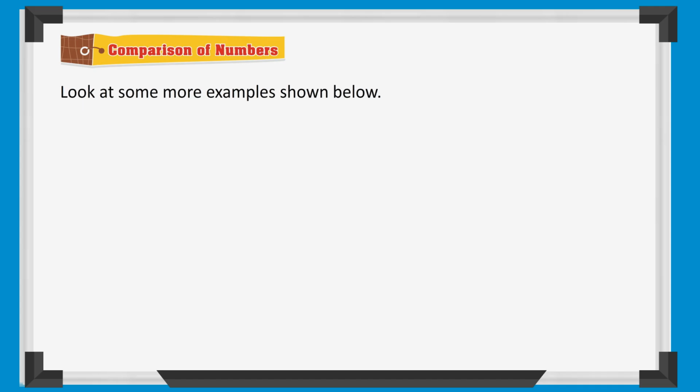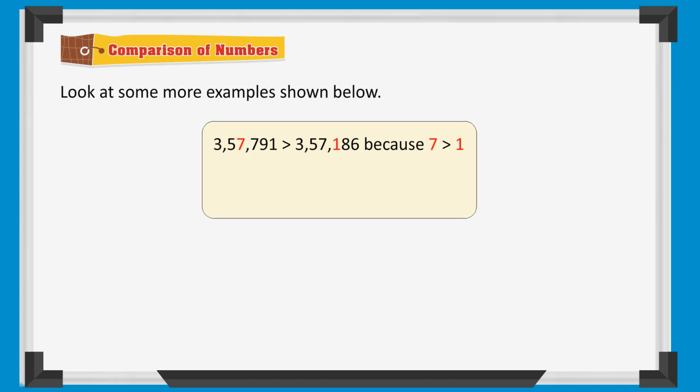Look at some more examples shown below. 3,57,791 is greater than 3,57,186 because 7 is greater than 1. 8,19,742 is less than 8,19,751 because 4 is less than 5.